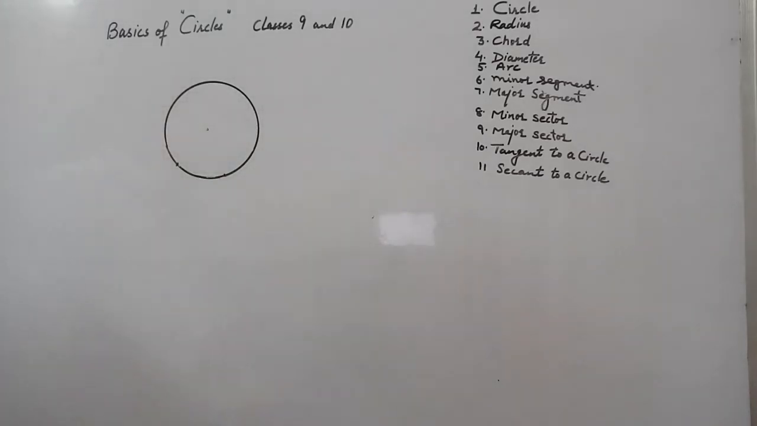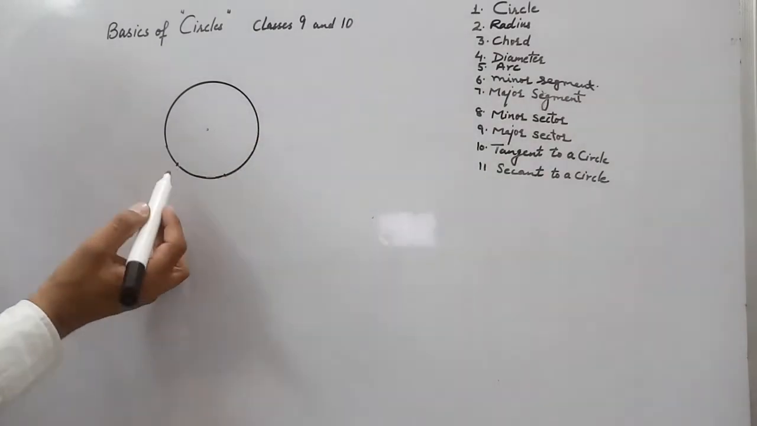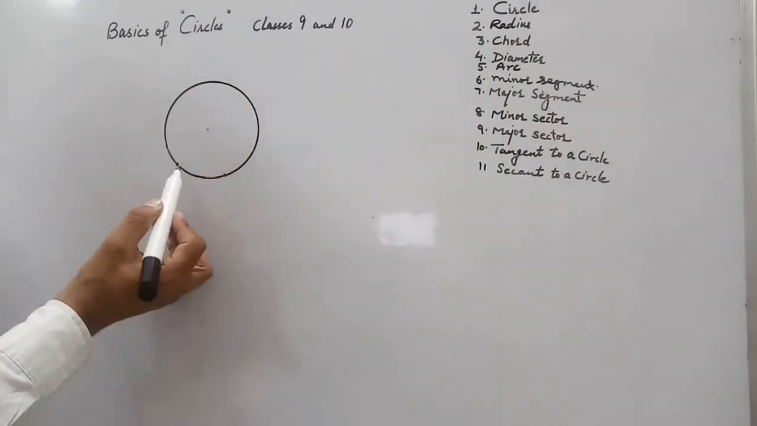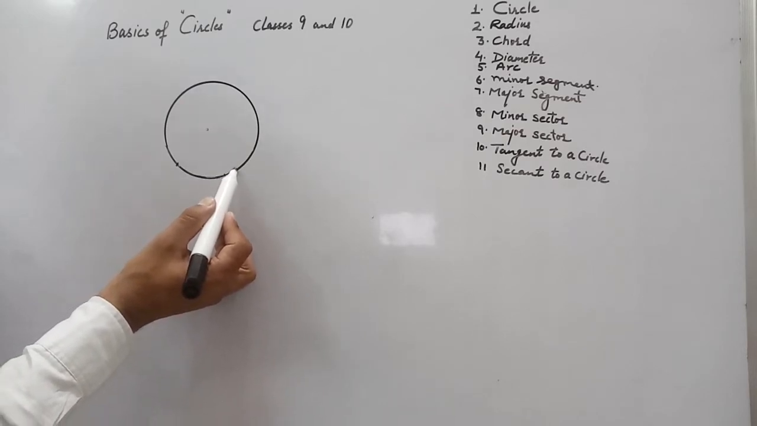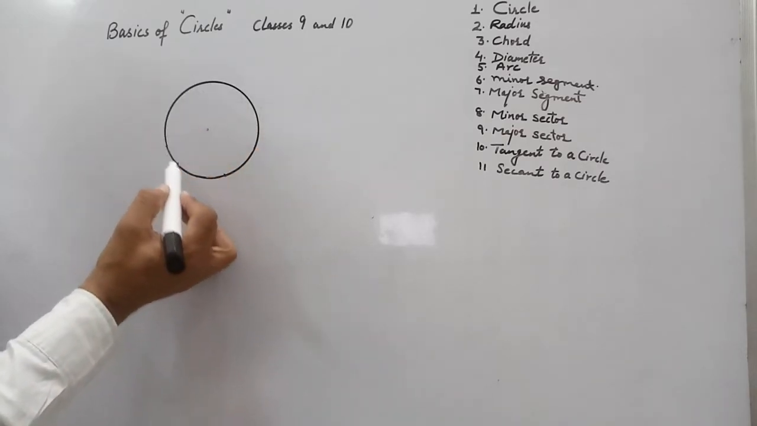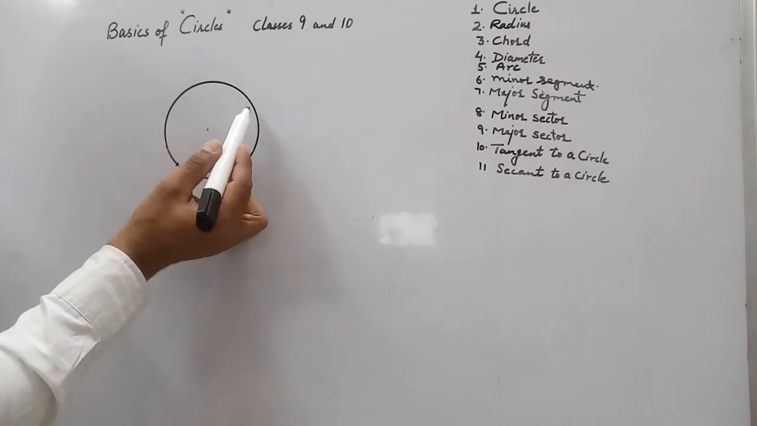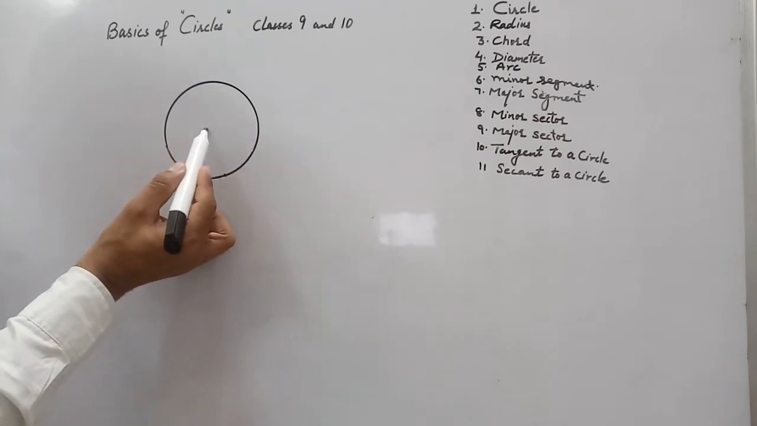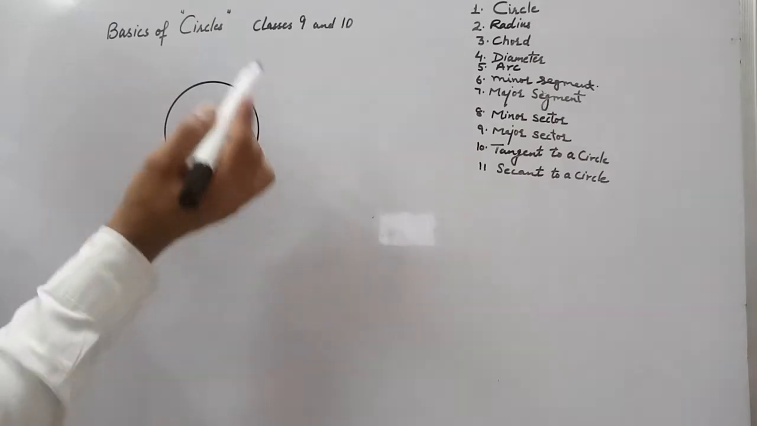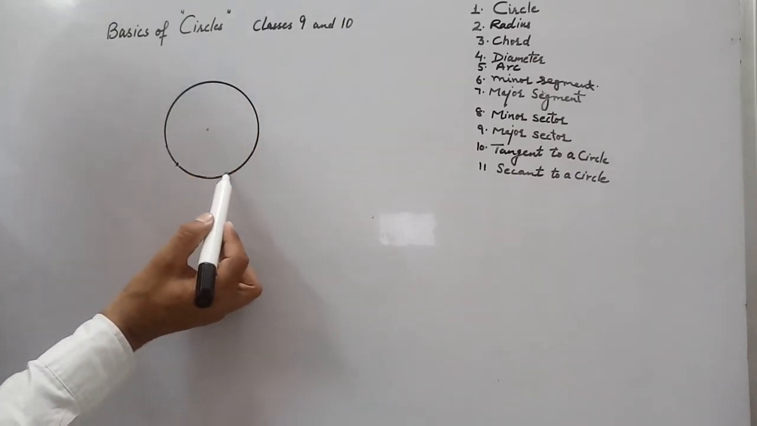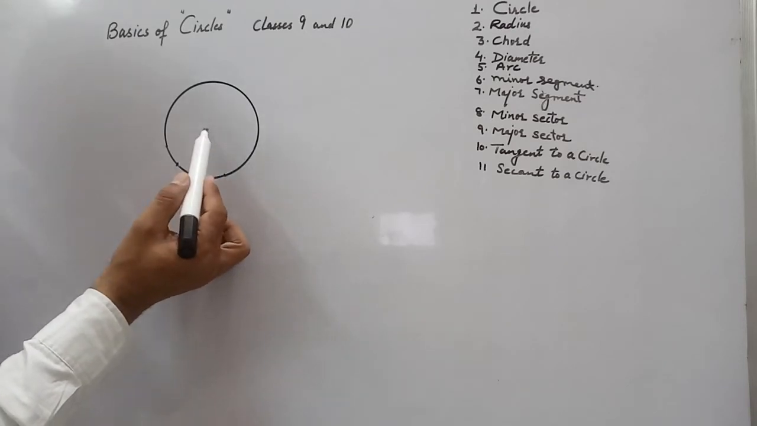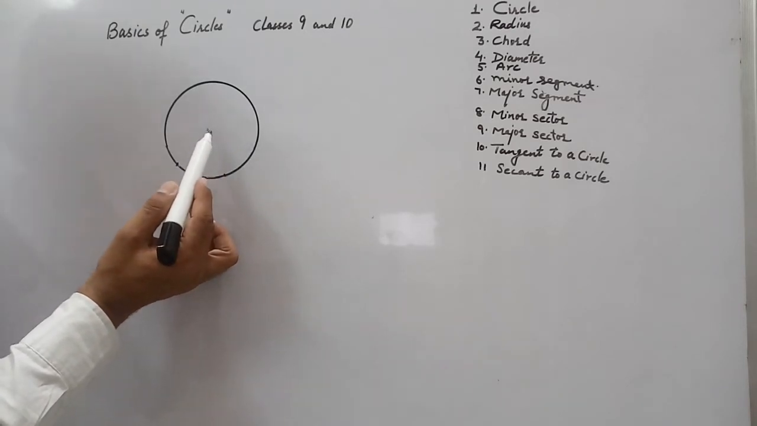Let's do some basics of circles today. This is for class 9 and class 10. So let's define what is a circle. So this is a circle. These all are the points. A circle is the combination of points only. But these all points are at equal distance from the center. So we can define a circle as the collection of points which are at equal distance from the center.